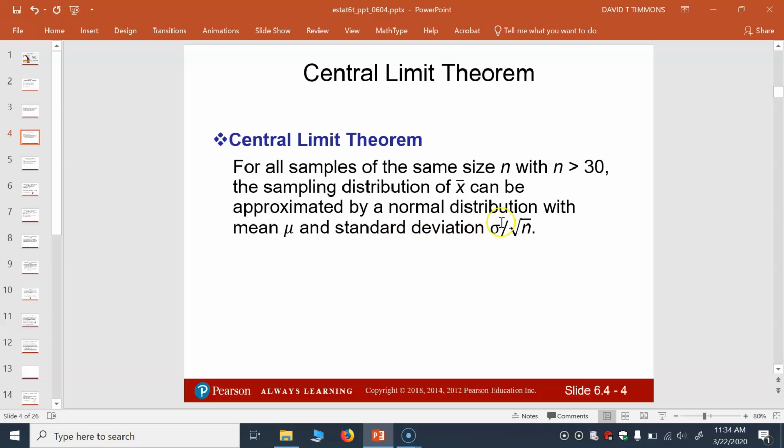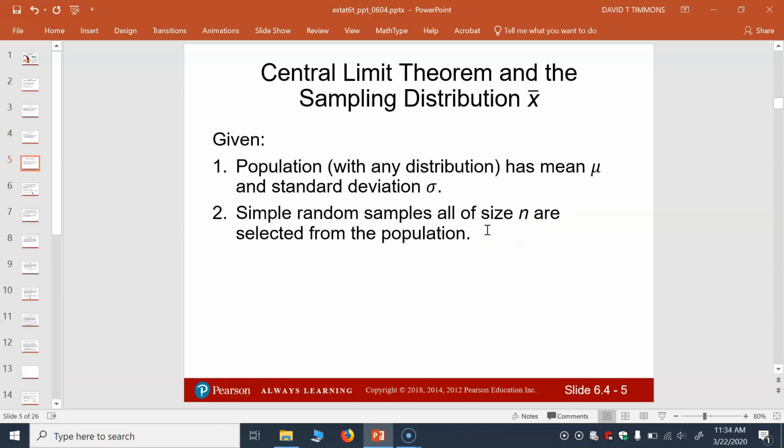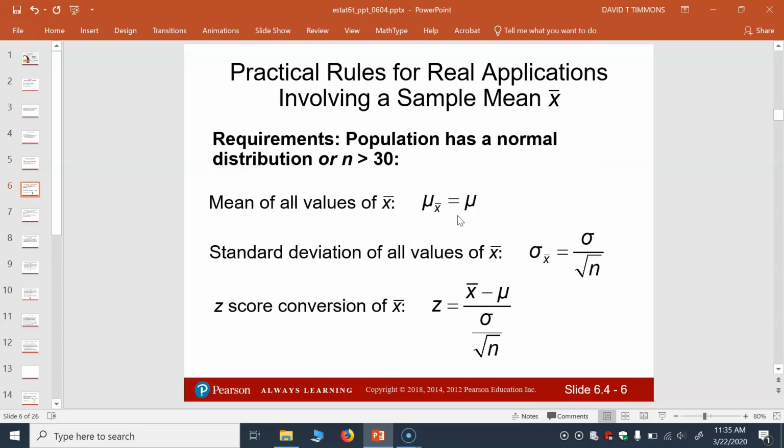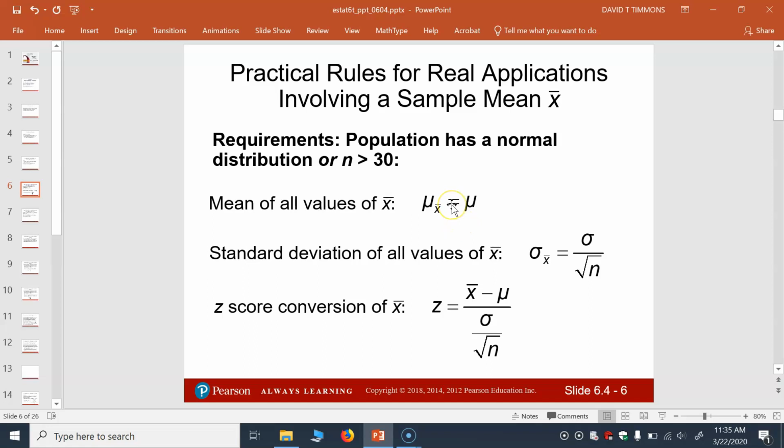So a couple key things here. Really, that sample size of n greater than or equal to 30, and our standard deviation for that sampling distribution is going to change a little bit. It's now going to be divided by the square root of the sample size. We'll talk a little bit more about that in a moment. Given whatever population we're sampling from, it doesn't matter what the shape of it is, it'll have a mean mu and standard deviation of sigma, and simple random samples of size n would be selected from that population. So here are the key things with the central limit theorem.